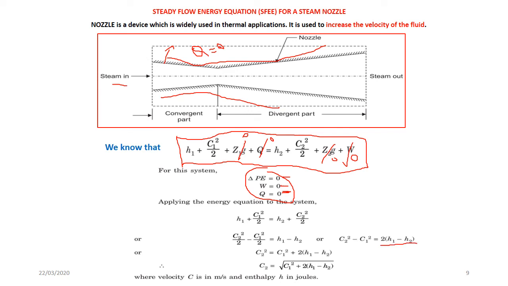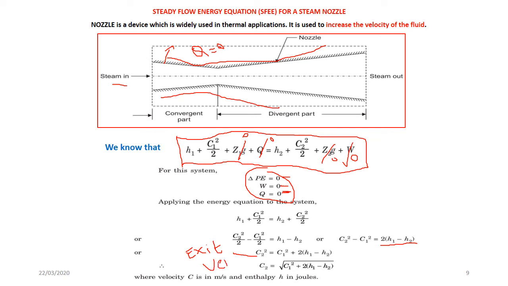So from C2 square, I want C2, correct? C2 is the exit velocity. You know that, right? C1 is the inlet velocity. C2 is the exit velocity.